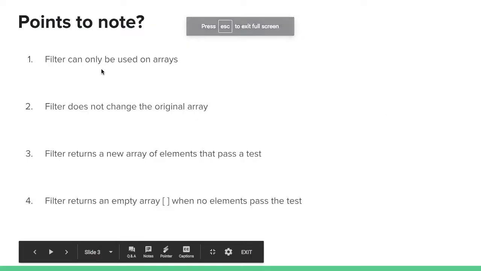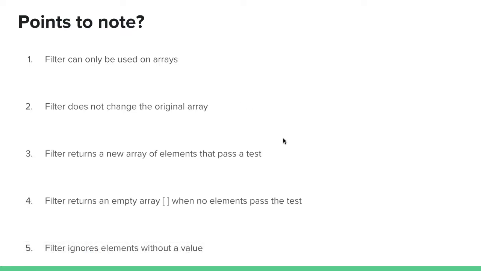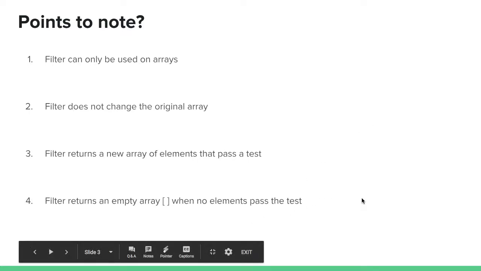Filter can only be used on arrays, so it's an array method. It doesn't change the original array, so that's basically what I was saying. It takes the original array and then returns a new array with every element that passes the test that you give it. Okay. And I think I've covered everything. And that was just, it ignores elements without a value.